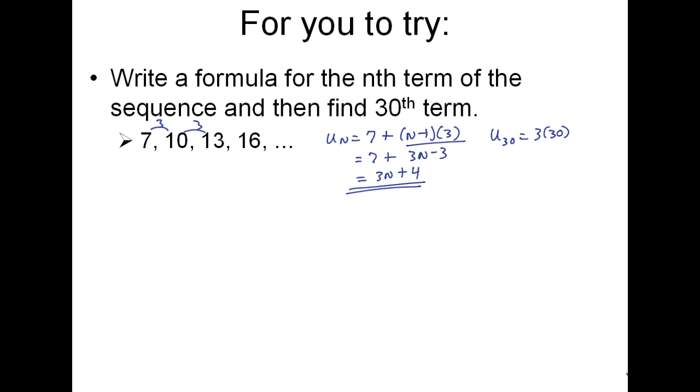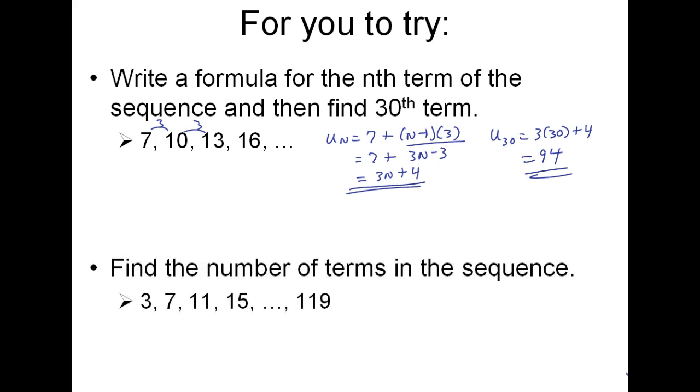Now for the 30th term, u sub 30, using this formula is going to be 3 times 30 plus 4. 3 times 30 is 90 plus 4 is 94. So the 30th term is 94. That worked out just fine.